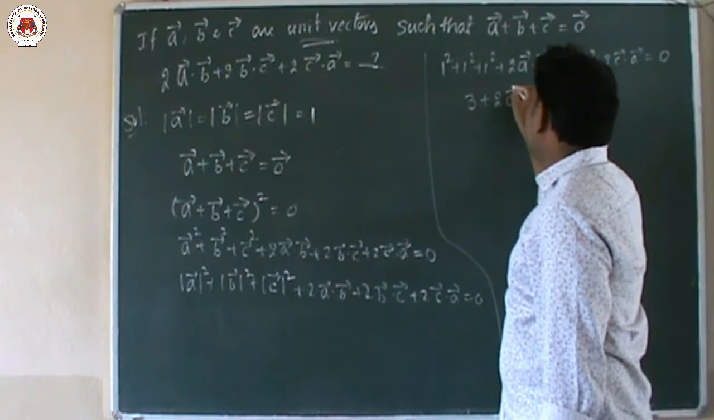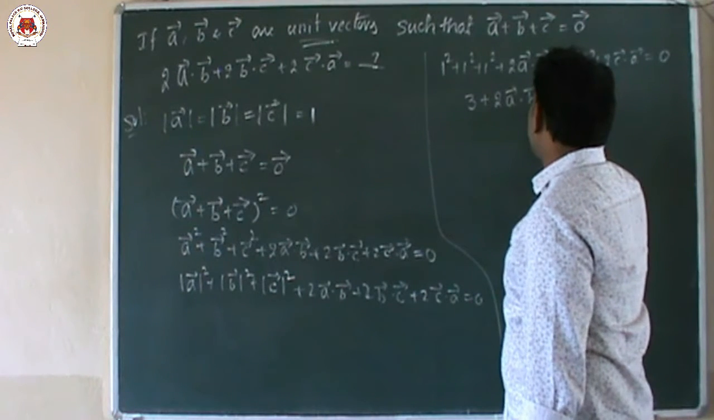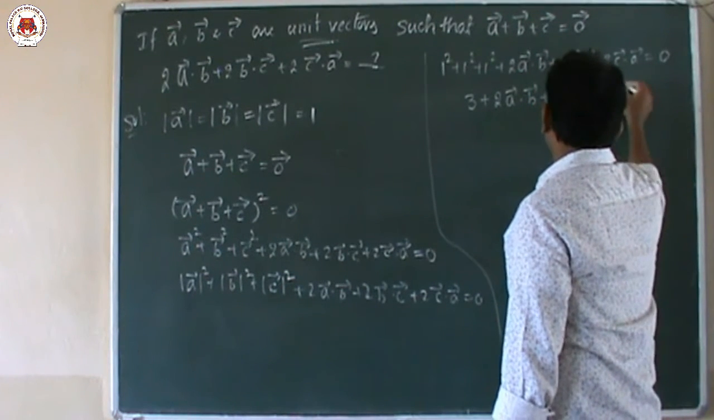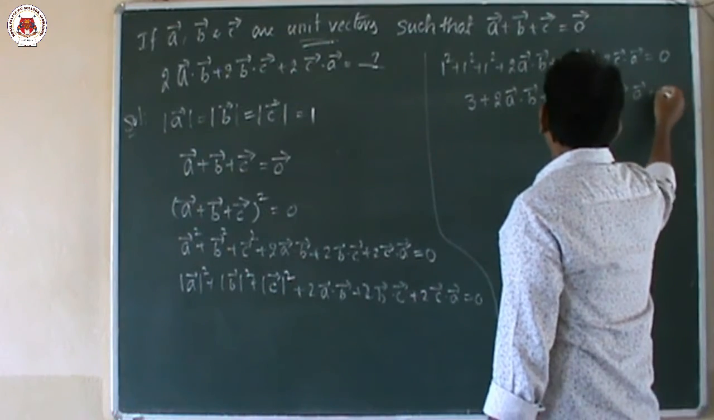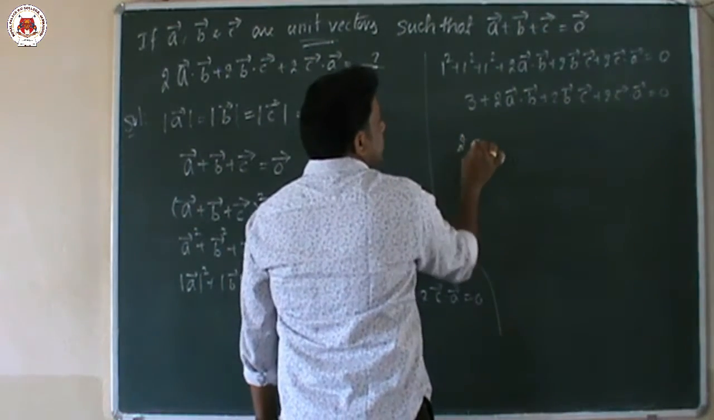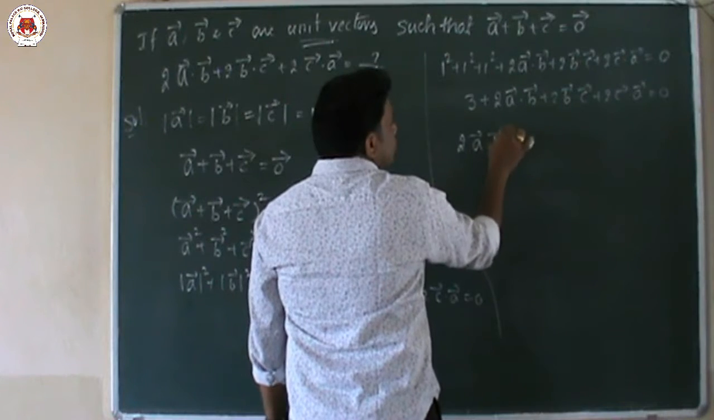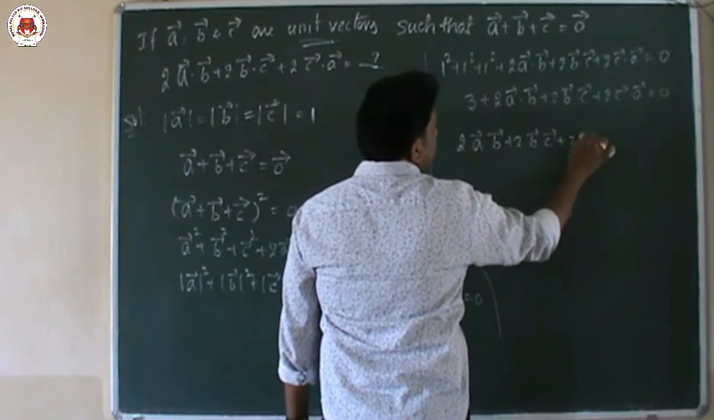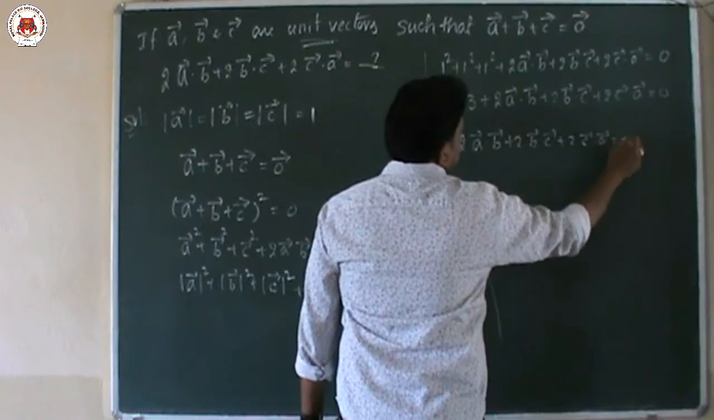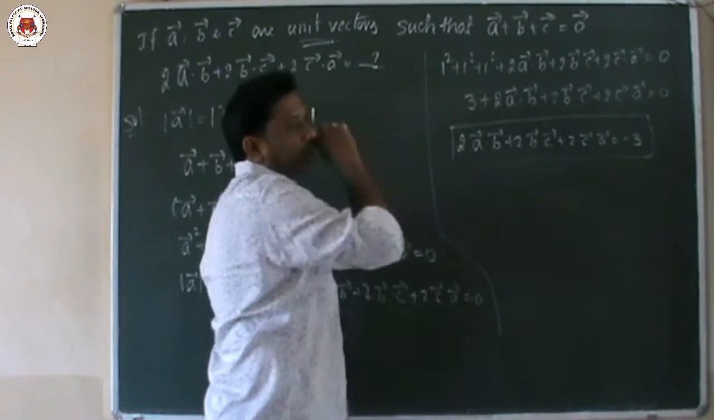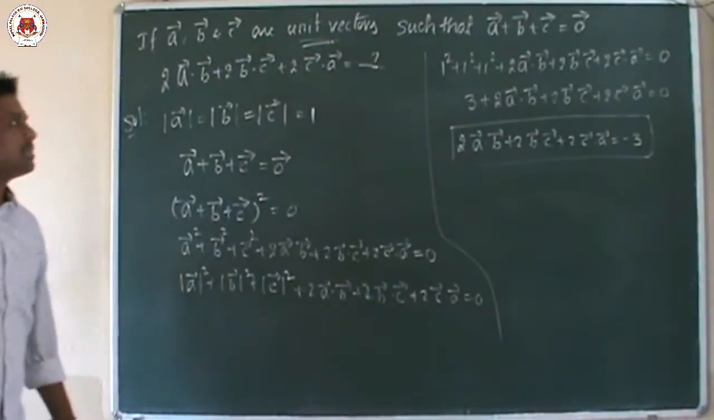3 plus 2 into vector A dot vector B plus 2 into vector B dot vector C plus 2 into vector C dot vector A is equal to 0. This side plus 3, that side. So the answer is 2 into vector A dot vector B plus B dot C and 2 into vector C dot vector A value equal to minus 3. So plus 3 if you are sending that side, it is converted as minus 3.